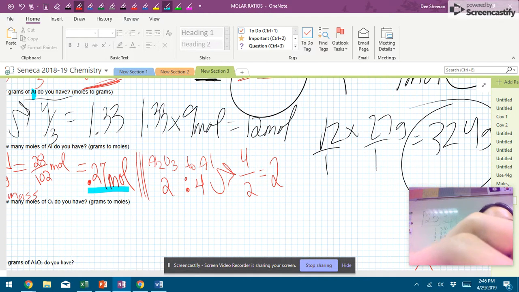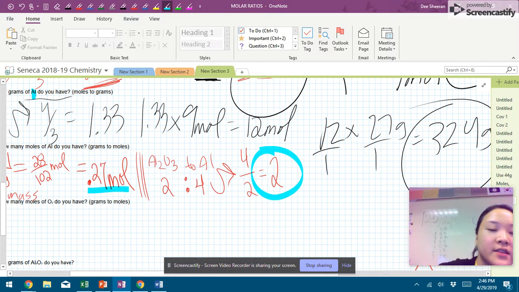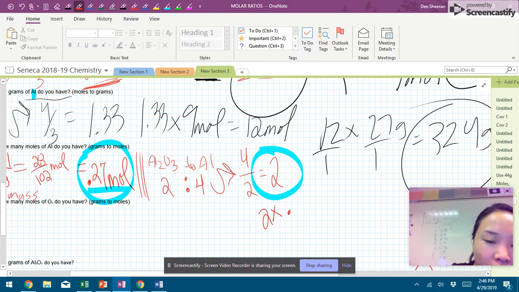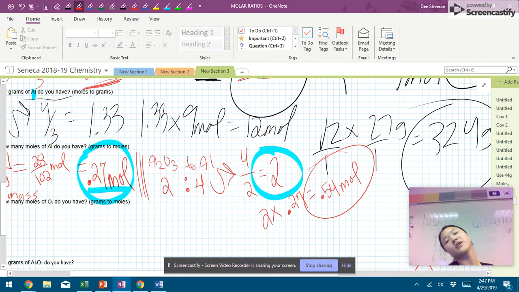Now, this is the last step. You're going to multiply this and this. 2 times 0.27 gives you the value of 0.54 moles. And that's going to be your final answer. I got moles, by the way, because the units over here are moles, so they transfer.